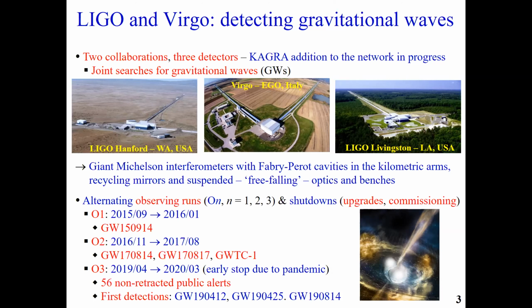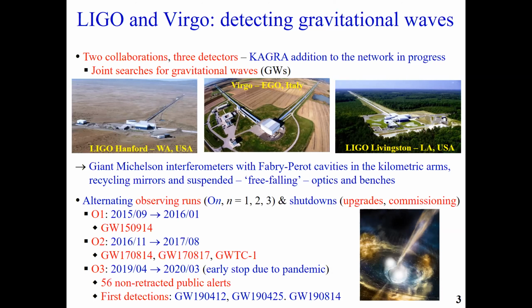And soon we should be four, because the KAGRA detector in Japan is basically ready and will be part of the next joint data taking. Those detectors, as you can see in the pictures, are giant Michelson interferometers with various subtleties and special design in order to get the suitable sensitivity and to be able to see signals in the noise. We alternate observing runs and shutdown periods for upgrades and commissioning. The most recent data taking period is called O3. It started in April a year ago and ended at the end of March this year, about a month earlier than anticipated because of the pandemic.